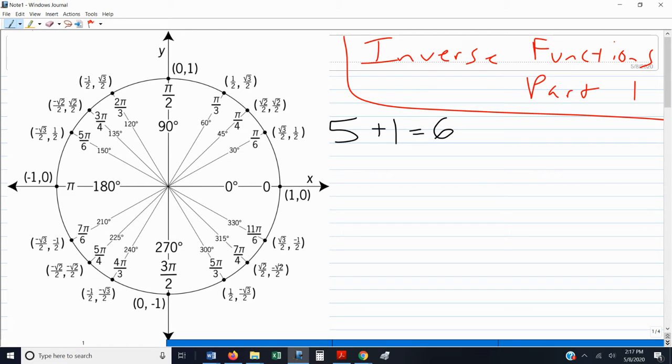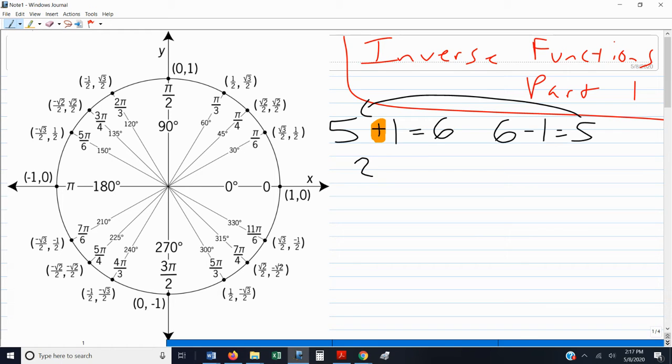For example, 5 plus 1 is 6. The inverse of addition, think about what that is. The inverse of addition is subtraction. And that means that we can start with that 6, and instead of adding 1, we can subtract 1. And that will bring us right back to the number that we started with. So we say that addition and subtraction are inverses, they undo each other.